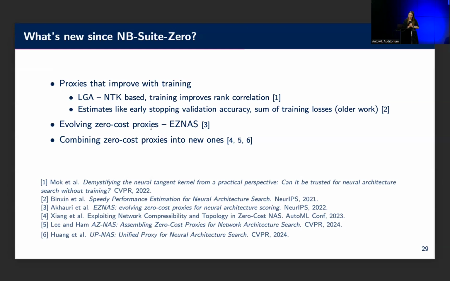And there's also some work in combining zero-cost proxies into new ones. So you take, for example, three zero-cost proxies and somehow average their scores to get a new, better proxy. But there's always the question of which proxies, and what the weights should be: is it a weighted sum, or is it a ratio? But yeah, it's also a possible research direction.